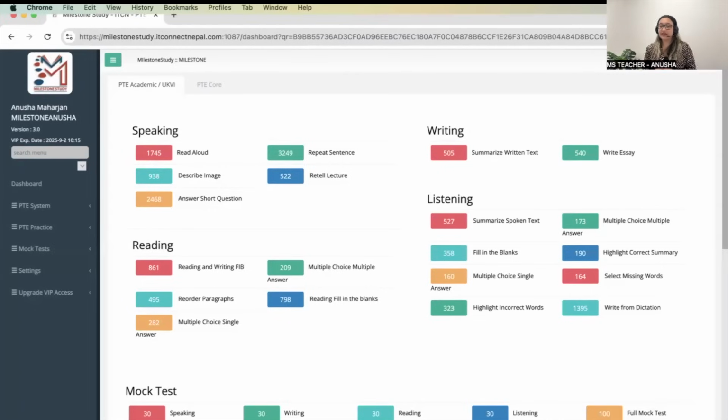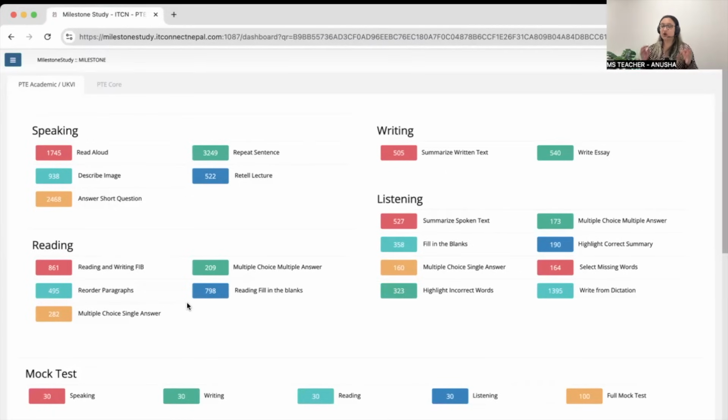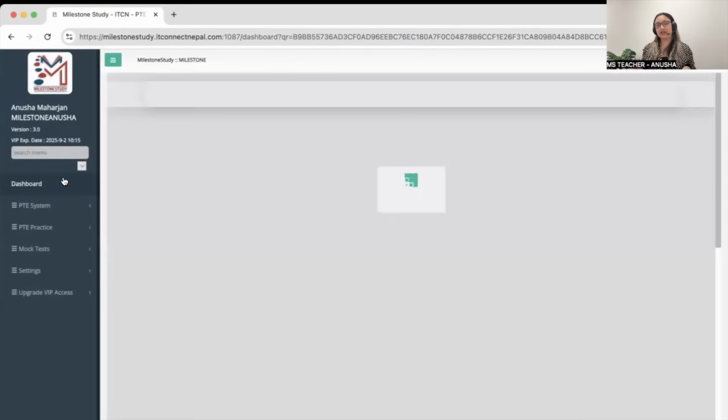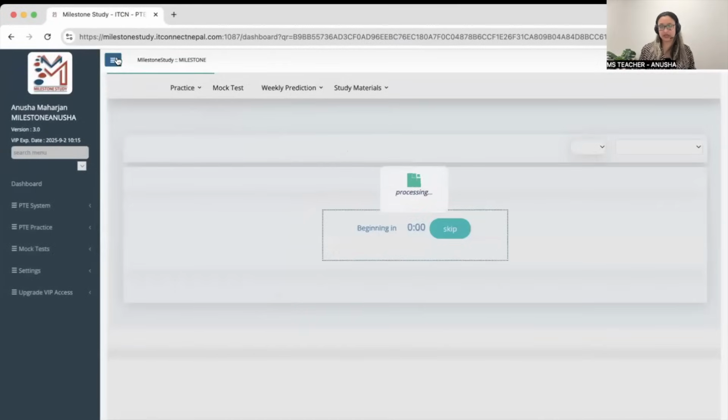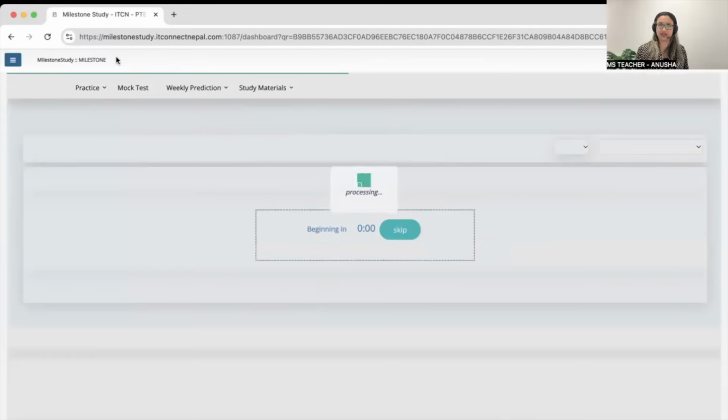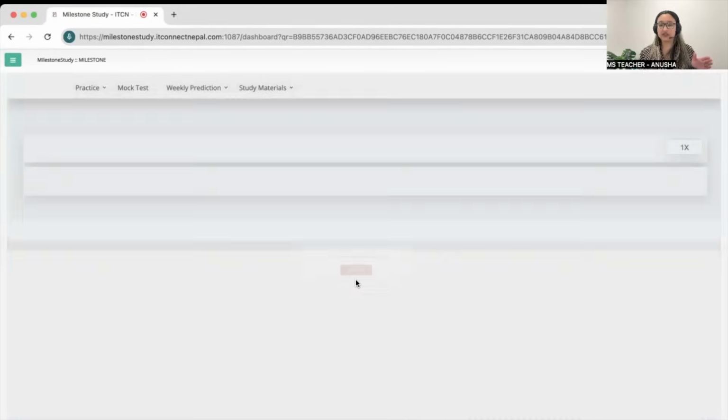All right, we are on the dashboard where all the questions are listed. We are focusing on the describe image question, which is right there. There are 938 questions of describe image alone. Imagine you doing all the questions and then you getting one of them, okay? I know it is time consuming, but for somebody who's very weak at speaking and not getting their target score, it's worth it, okay, guys? So, all right, we're ready to practice.